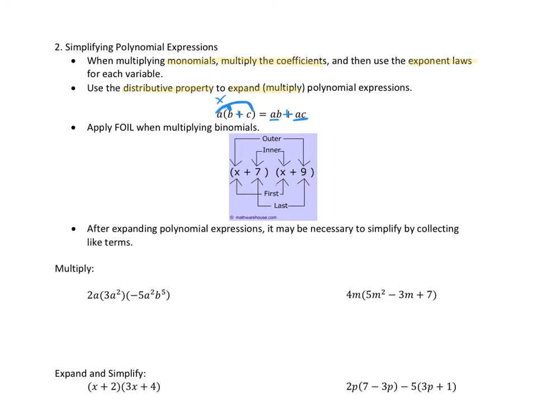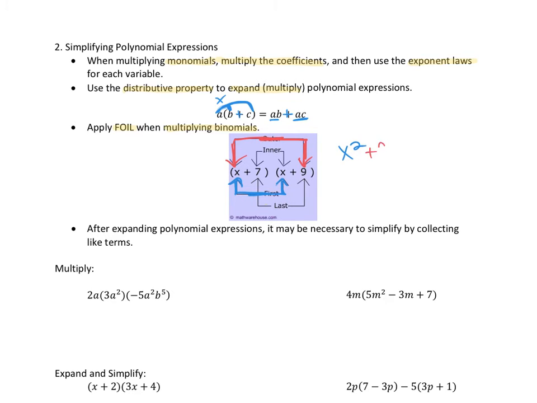If we have two binomials times each other, when we're multiplying binomials, we use a process called FOIL, which you would have seen in past math classes. So FOIL stands for first, outside, inside, and last. So we're going to multiply the first term in each of our brackets together. So x times x is going to be x squared. Then we're going to multiply those outside terms, or outer terms.